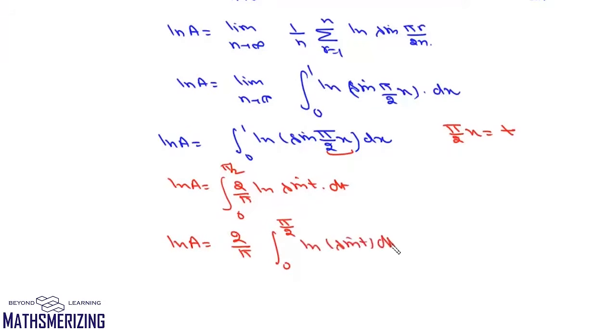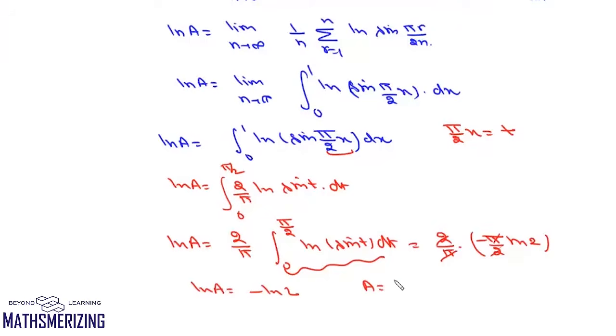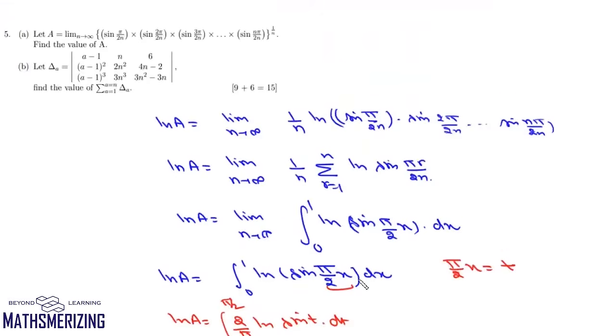sine t dt. Now this is a standard integral. We know that the value of this integral is minus pi by 2 log 2. So here pi and pi will cancel, 2 and 2 will also cancel. So we can write log a equals minus log 2, that is, the value of a is simply 1 by 2. So the answer to this question is that the value of this limit is simply 1 by 2.